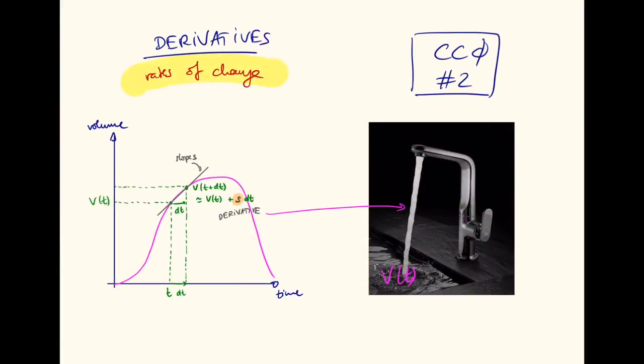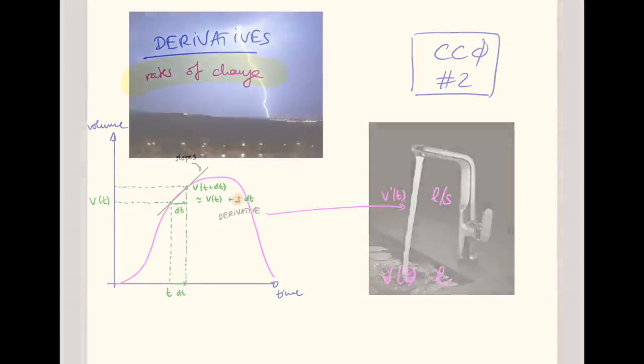So the derivative is the rate with which water flows into or out of the sink. As this rate may itself change over time, it is a function which we write v prime of t. While the unit of volume is liters, the unit of its derivative, the flow rate of water, is liters per second. Let's look at a few other quantities and their rates of change.